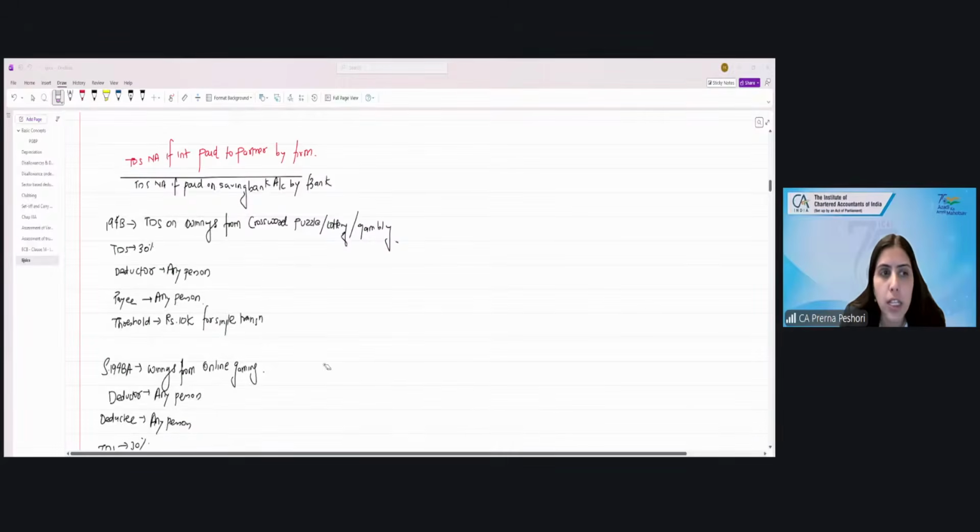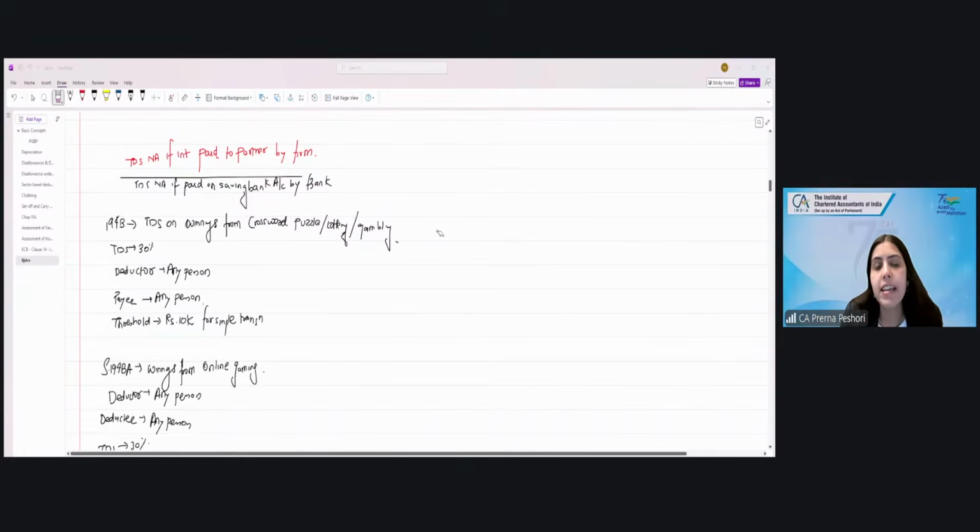Section 194B. TDS on winnings from the crossword puzzle, the race horses and lotteries. Right? Who is the payer over here? Any person. Who is the payee? Any person. What is the threshold? 10,000. What is the TDS rate? 30%. So if the payment in respect of a single transaction exceeds 10,000, then the TDS has to be deducted at 30%.